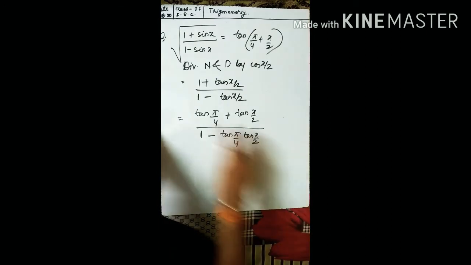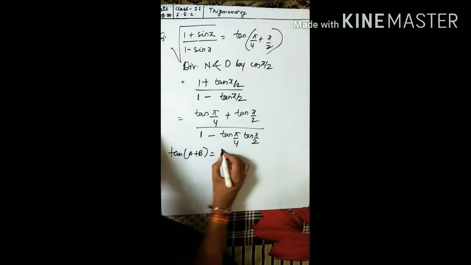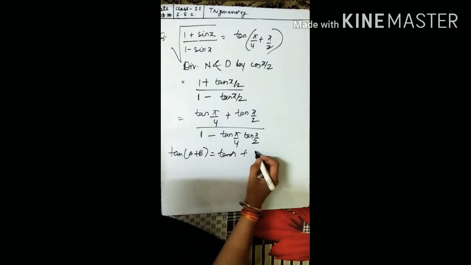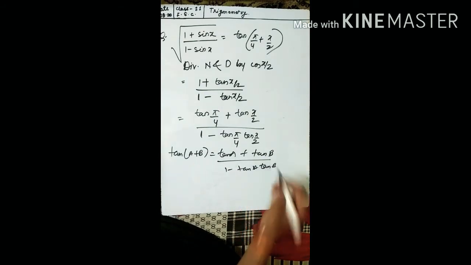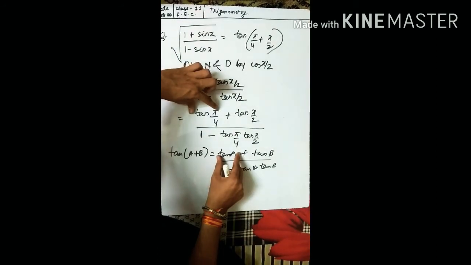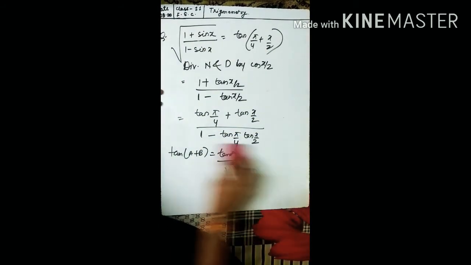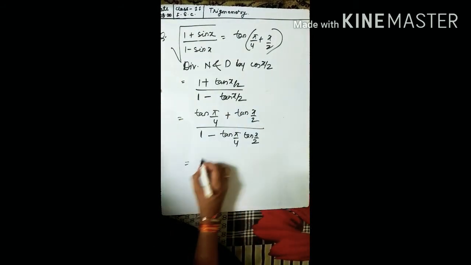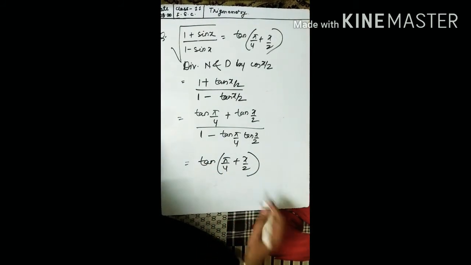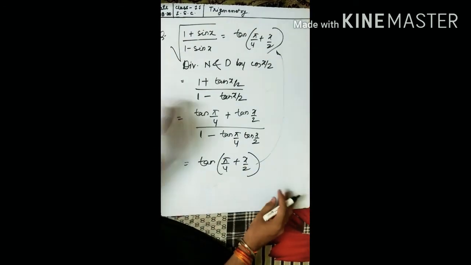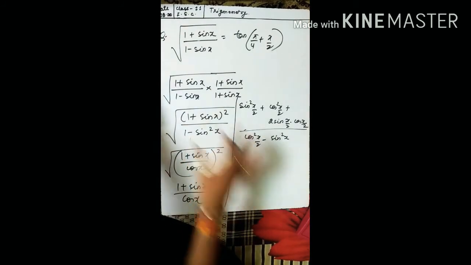Now isn't this an identity of tan a plus b? Because tan a plus b says tan a plus tan b upon 1 minus tan a tan b. So this is tan a, this is tan b, upon 1 minus tan a tan b. So this whole is the identity of tan pi by 4 plus x by 2, and hence this is proved. Now I will explain to you an alternative method for this one. Okay, so this is the alternative method.